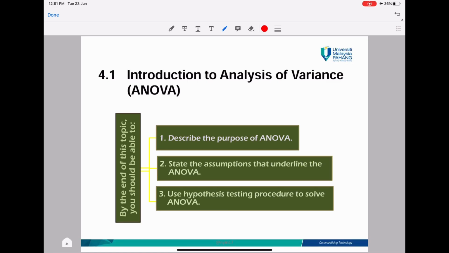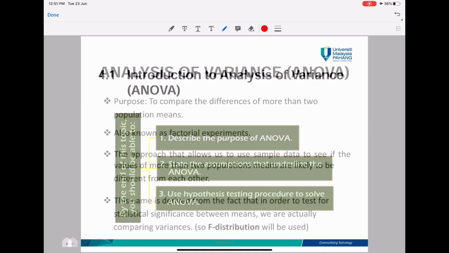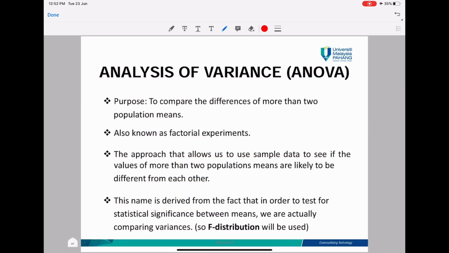First, we go to the introduction of the ANOVA. So in this subtopic, you should know to describe the purpose of ANOVA, and then you should know to state the assumptions that underline the ANOVA, and 3, you should know to do the hypothesis testing procedure to solve the ANOVA problem. The purpose of ANOVA is to compare the difference of more than two population means.